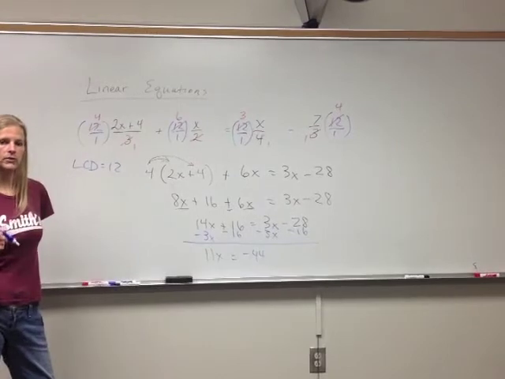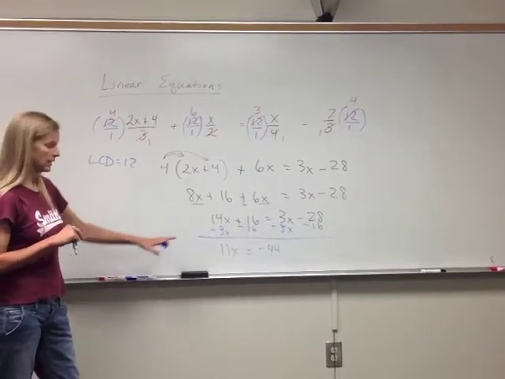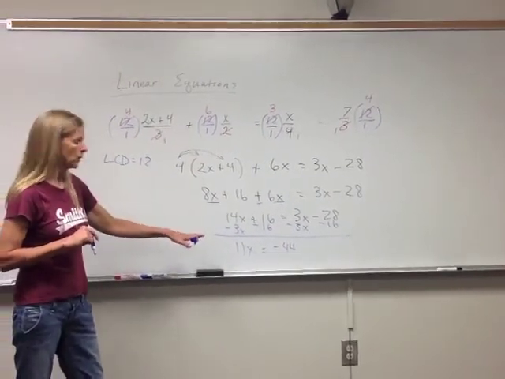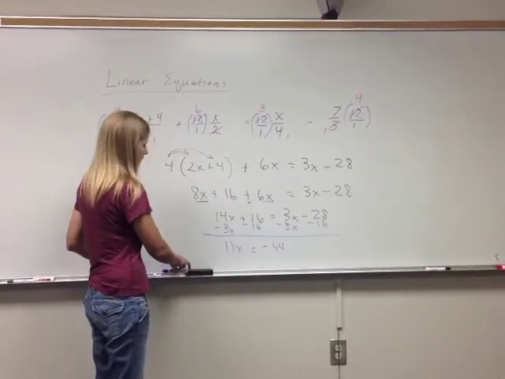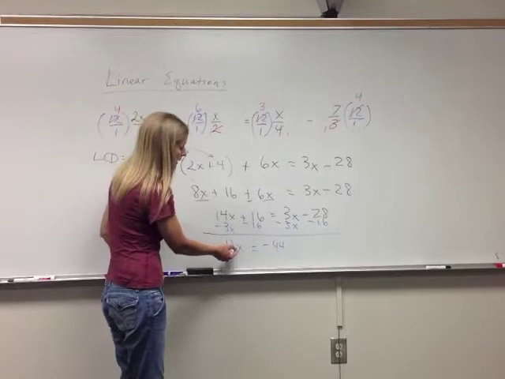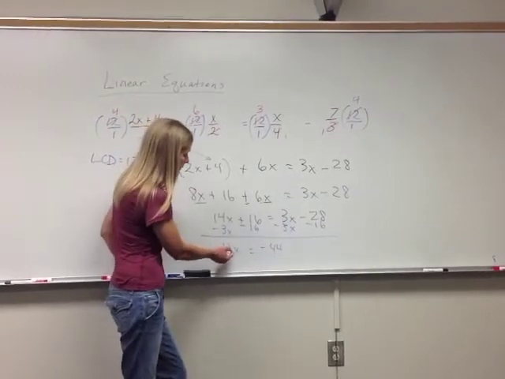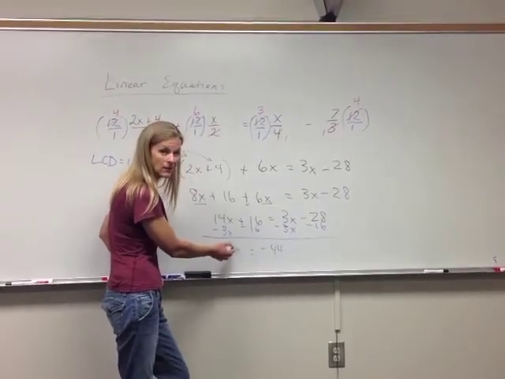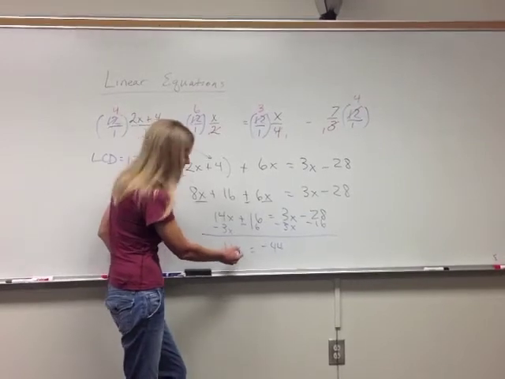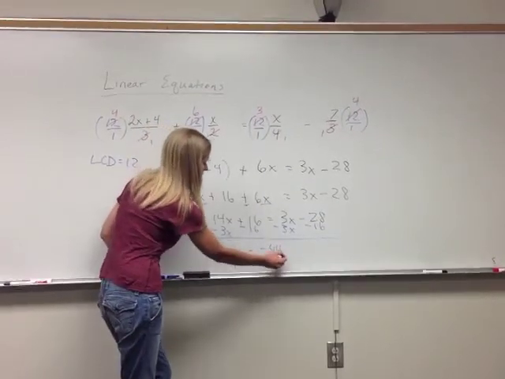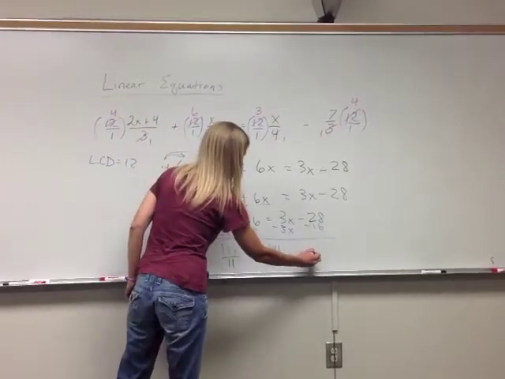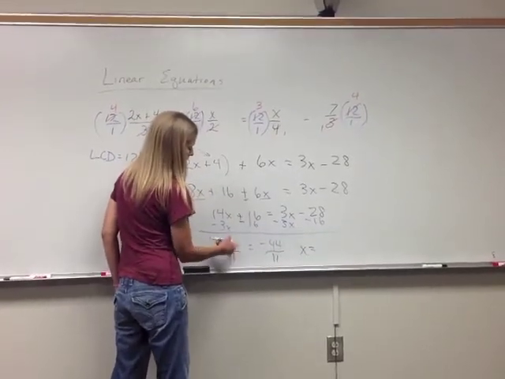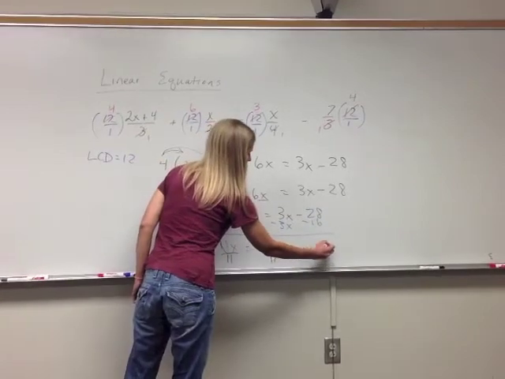Okay, almost there. x is almost isolated. Again, we want x by itself, which means we're going to need to move this 11 to the other side. How are we going to move this 11? Well, it's opposite operation again. The operation between these two things, the 11 and the x, is multiplication. So that means I need to divide both sides by 11. And we get our final answer of x equals negative 4.